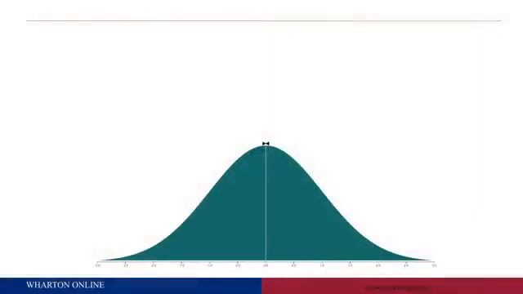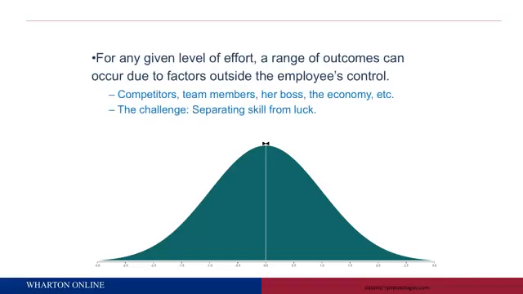And this is going to be a problem for us if we're trying to infer from these performance measures something about the employee. You can think about it as a normal distribution. So for any given level of effort, you might see the performance measure line up perfectly with that level of effort, or you might see it come in a little high or a little low. So a range of outcomes can occur due to factors outside the employee's control.